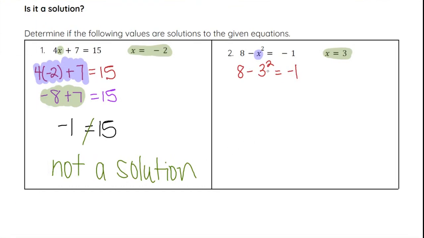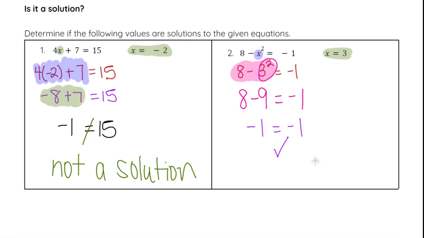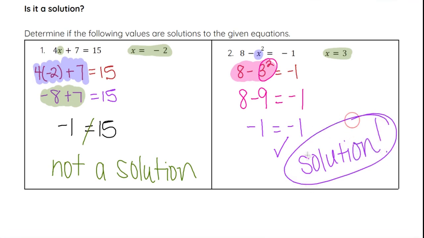And then we have 3 squared that we can evaluate. So we are looking at this left side. If you follow your order of operations on that left side, then we go ahead and evaluate 3 squared. 3 squared is 9, so we have 8 minus 9 on the left side, and we are trying to see if it's equivalent to -1. So 8 minus 9 is -1, and -1 equals -1 is a true statement. That is a true equation, so this would tell us that x equals 3 is a solution.